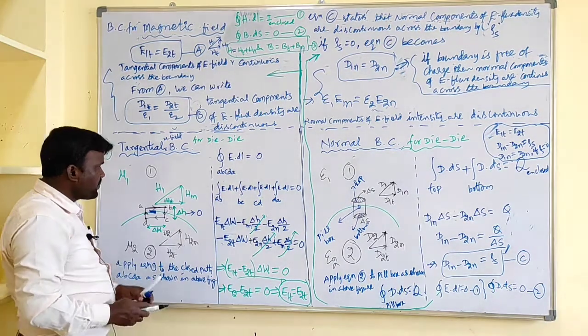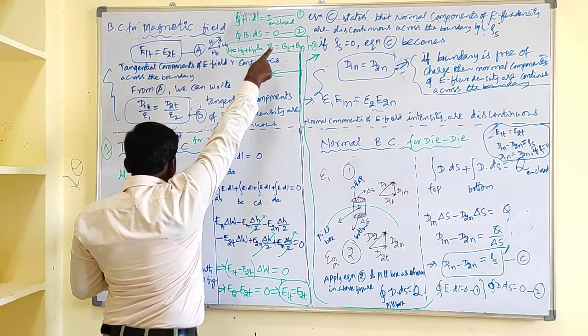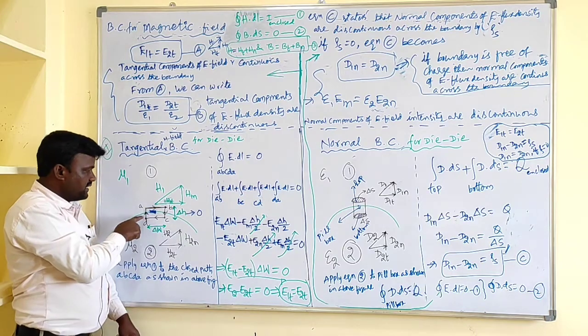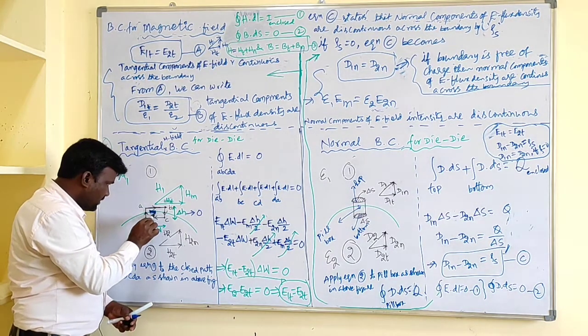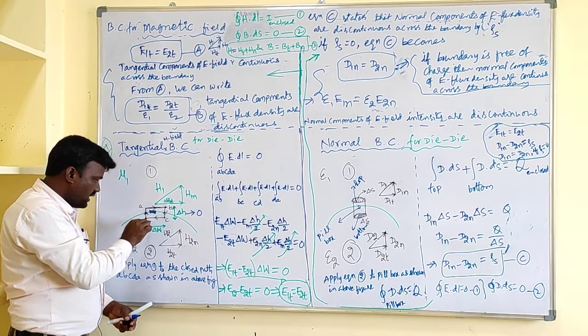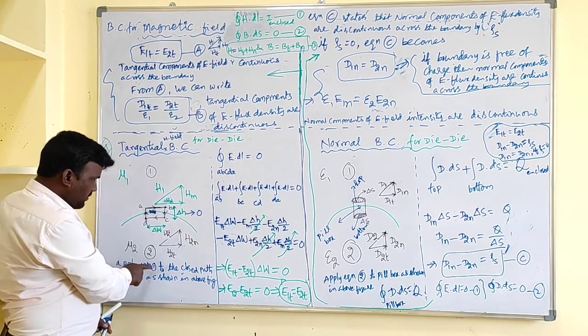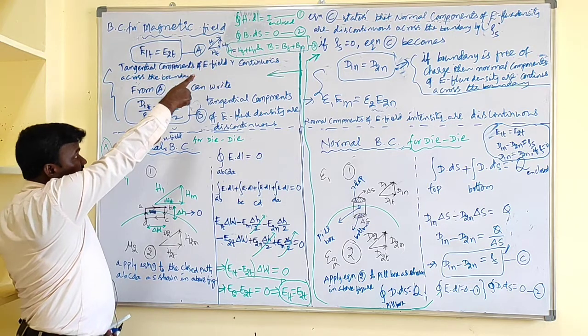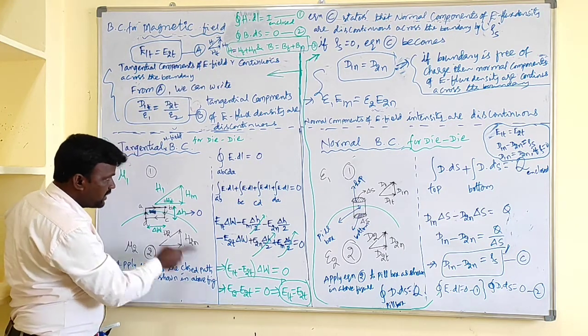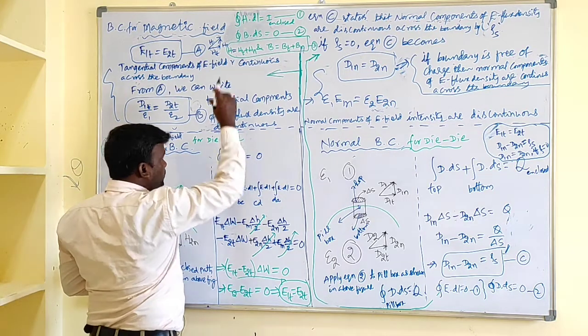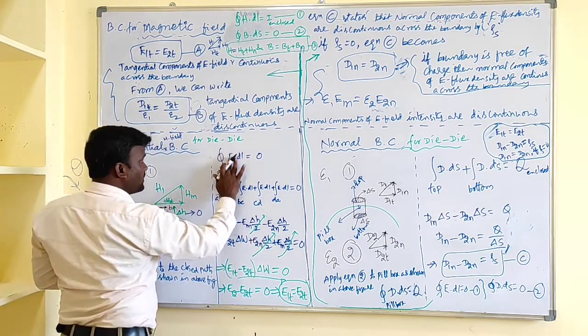Now let us apply equation 1 for this closed path, that is closed path A, B, C, D, A. Basically this one exists here, but for visibility purposes, we draw it like this. Apply equation 1. What is equation 1? That is integral H dot dl equal to I enclosed for the closed path A, B, C, D, A as shown in the above figure.